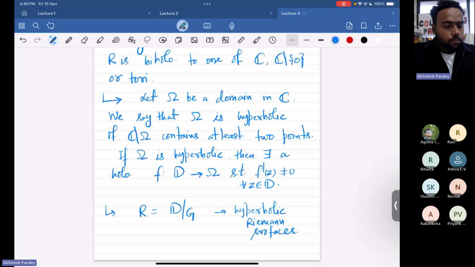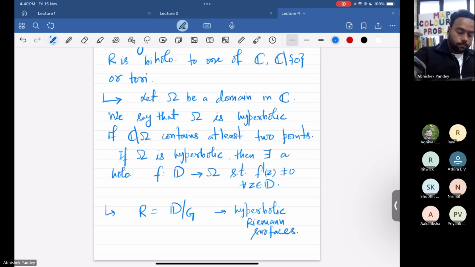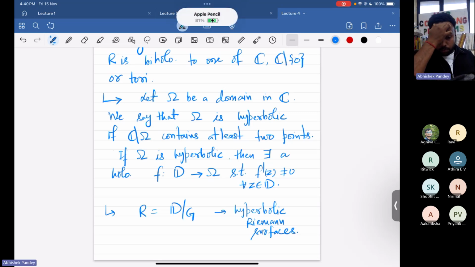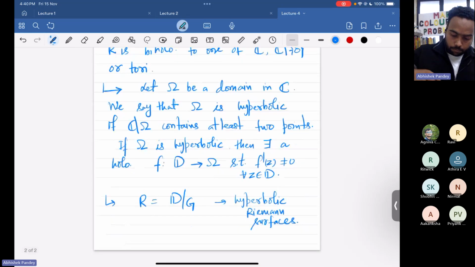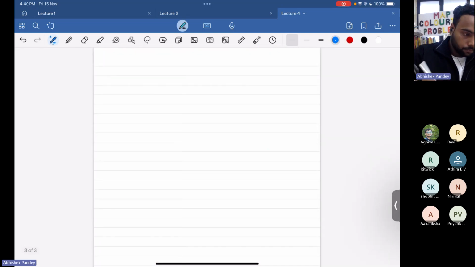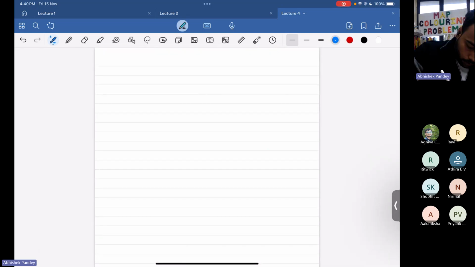Now we'll talk about the moduli problem. It is regarding how many different complex structures we have between topologically equivalent surfaces. So basically the problem is, we'll study this case in detail for the torus.